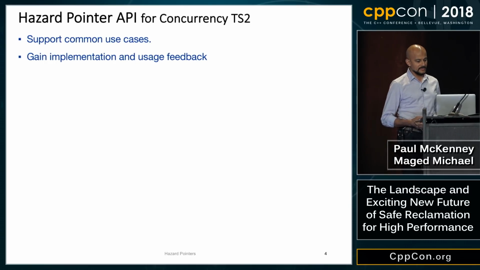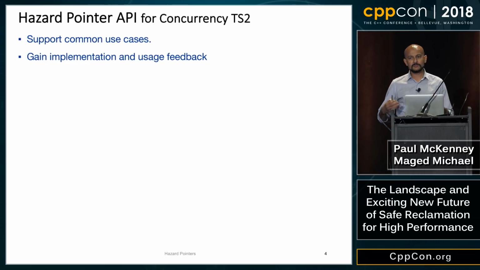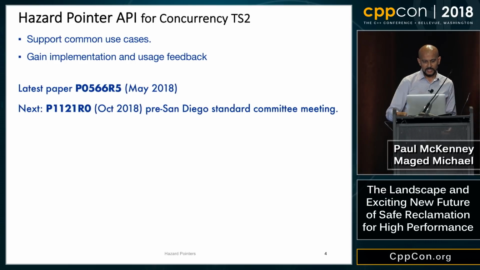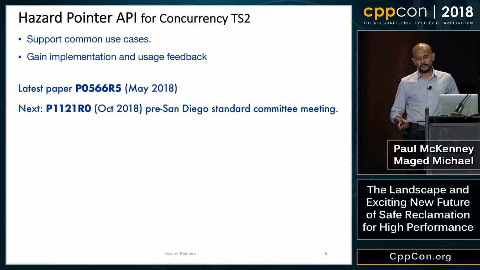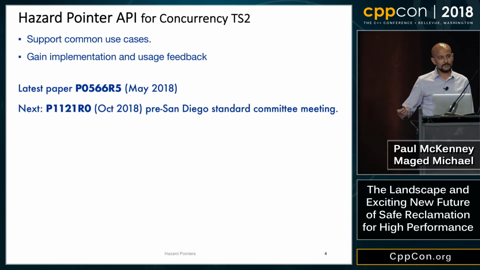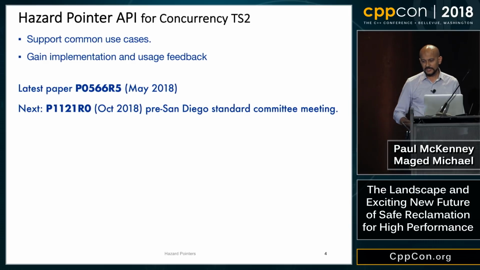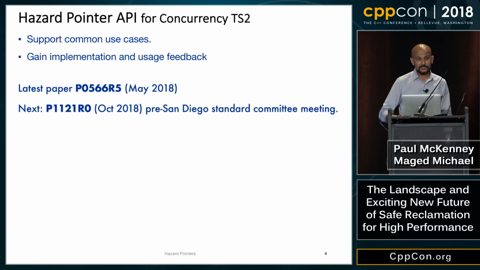Otherwise, it's mainly minimalist, because we don't want to put a lot of stuff that might not be useful and delay the process. But beyond that, we plan to add more details that give the users more control. For reference, the latest paper is P0566. The latest one is R5, and we're not going to do more. We'll add more to that code, but the next paper for the San Diego meeting will be P1121. So we're preparing that for the mailing.